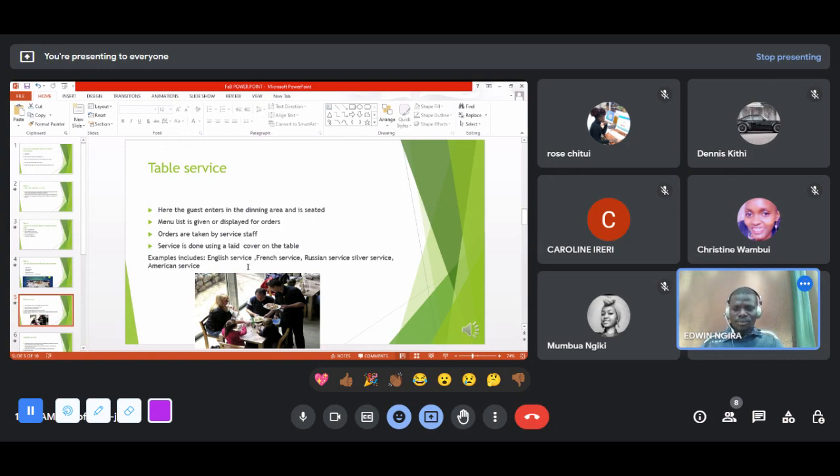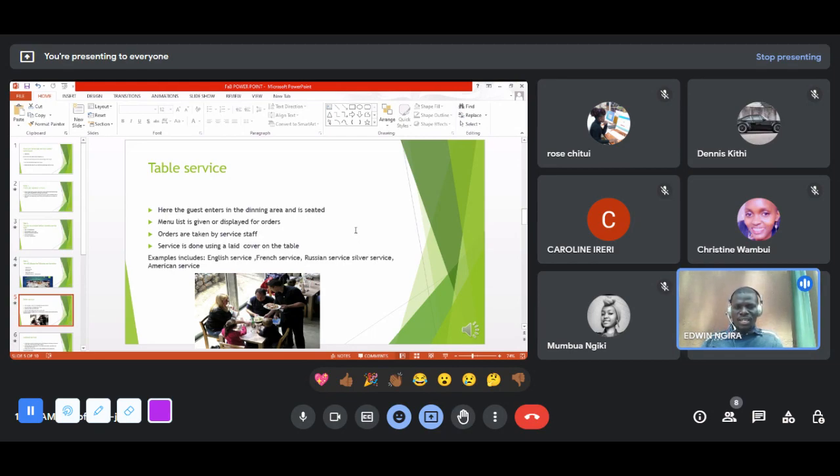Some examples of table service: number one, English service; number two, French service; number three, Russian service, silver service, and American service. They are named after the areas where they originally started. For example, English originates from the land of England. French started in the palace of the king, the French Empire. There are a few differences, but all of them agree with what we have defined here: the guest sits and all items are served to them while seated. In our next class we will look at the distinct differences between some of these.